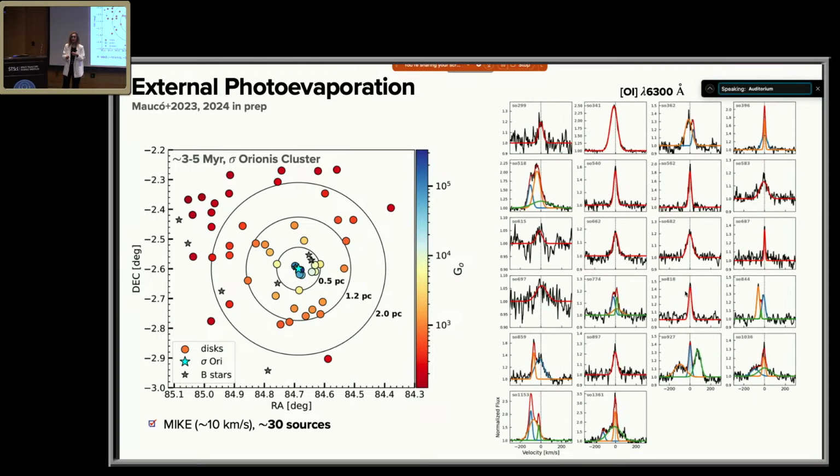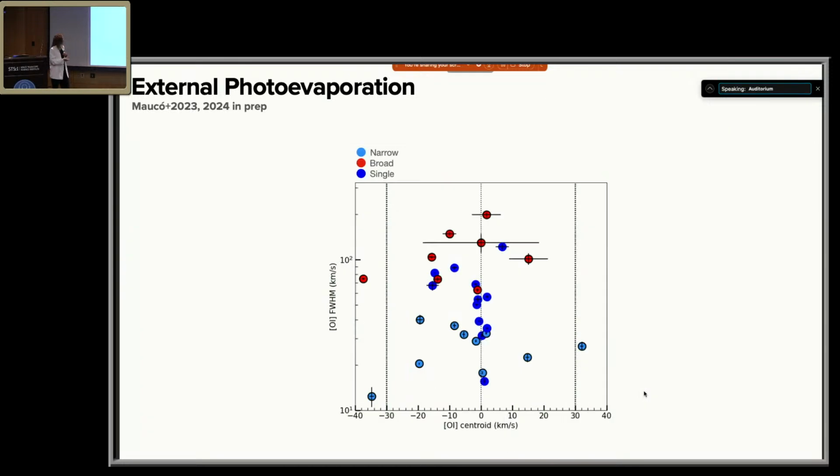So what we did now was try to characterize the protoplanetary disk here by looking at the oxygen 1 forbidden line. So we observed this cluster with MIKE at Las Campanas Observatory, a high resolution spectrograph in the optical. And what we did was study the oxygen 1 line. So we basically fit the forbidden lines of all the detected sources, and we decompose these using multiple Gaussian components, as is usually done in this case.